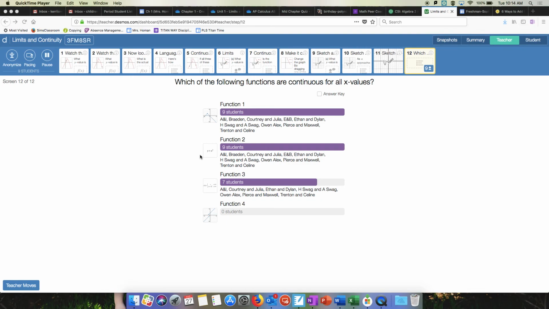The limit on the right is the same as the limit on the left. Okay, so the limit on the right is the same as the limit on the left. What's another stipulation, Trenton?